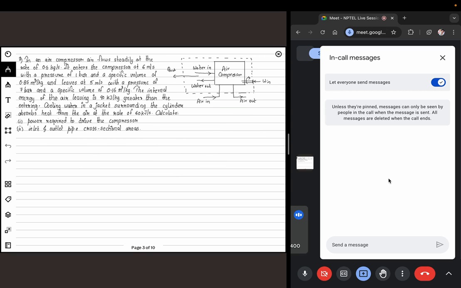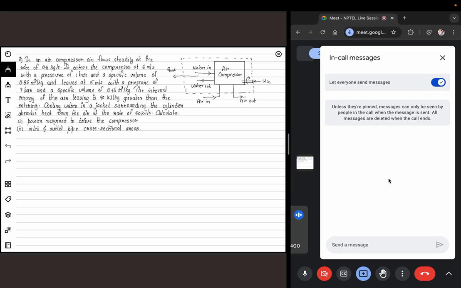So here you have an air compressor, and air flows steadily at a rate of 0.5 kilogram per second. It's a steady process, so it goes in and goes out at the same rate. It enters the compressor at 6 meter per second with a pressure of 1 bar and a specific volume of 0.85 meter cube per kilogram, and leaves at 5 meter per second with a pressure of 7 bar and a specific volume of 0.1 meter cube per kilogram. The internal energy of the air leaving is 90 kilojoule per kg greater than that of entering. So exit internal energy is greater than entering internal energy.